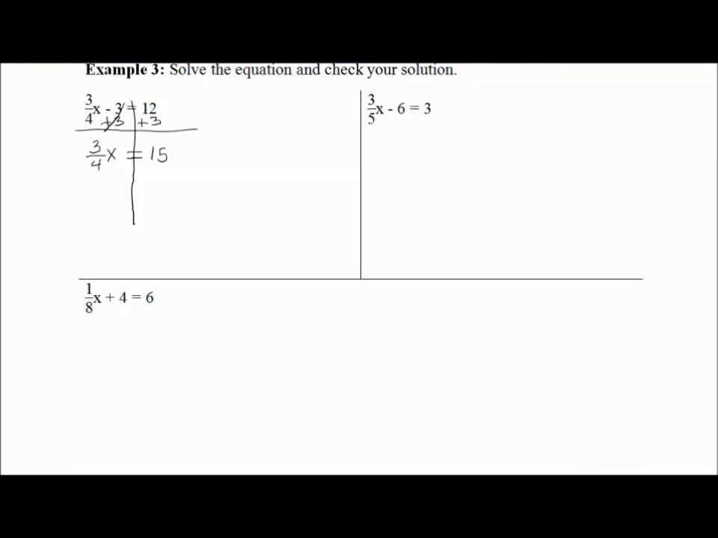Now I know how to get rid of this coefficient when it's a fraction. I want to multiply by the reciprocal. And the reciprocal of 3 over 4 is simply 4 over 3. Have to do that to both sides of my equal sign.